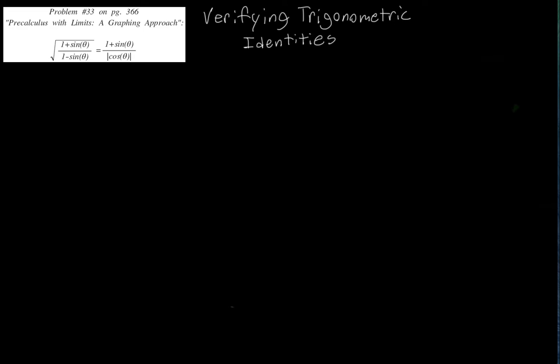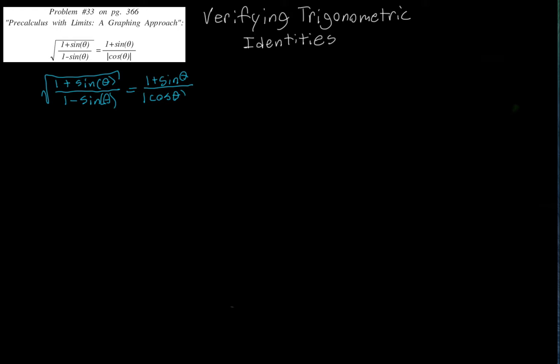Hello. So in this video, we are going to be going over another example of verifying trigonometric identities, wherein we show, using various identities from our knowledge of trigonometry, that two sides of an equation are clearly equal to one another. So we have that the square root of (1 plus sine of theta) divided by (1 minus the sine of theta) is equal to (1 plus the sine of theta) divided by the absolute value of the cosine of theta.